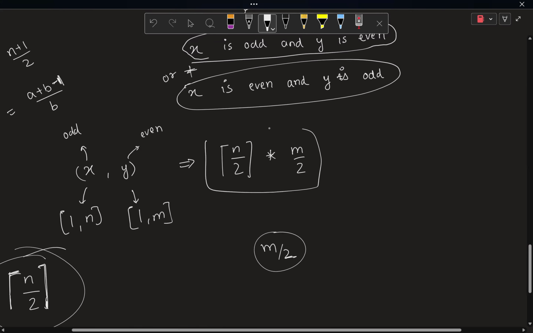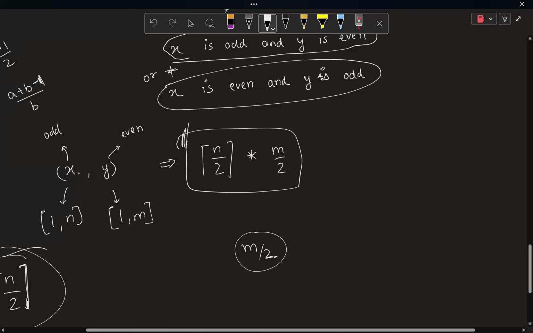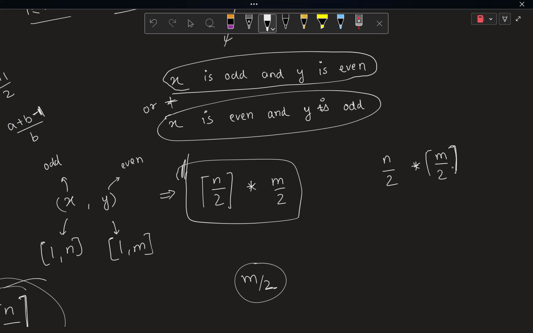So this is the number of ways you can get ordered pairs x comma y where x is odd, y is even, and these are in this range. Similarly, for x is even and y is odd, you can have n by 2 into m by 2 rounded up, this many pairs, and at the end just add both of them, and that's our answer. So I hope that this one should be clear.